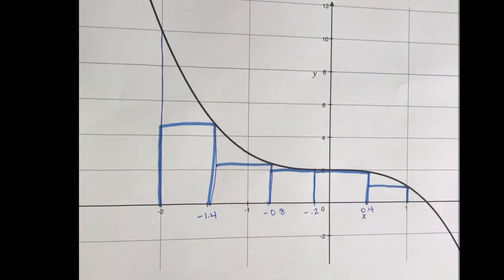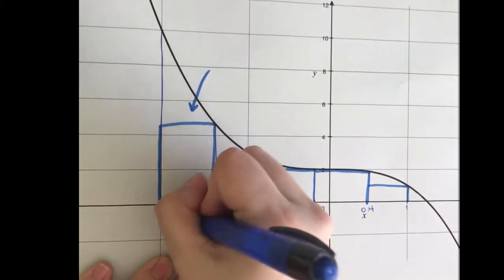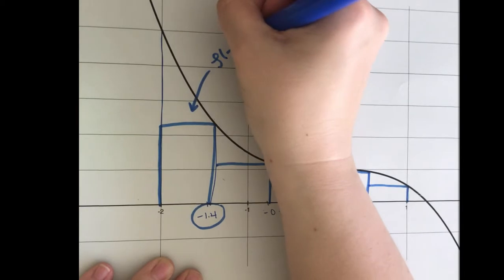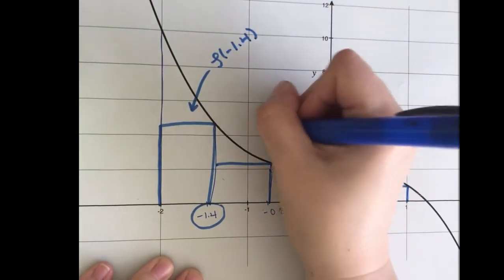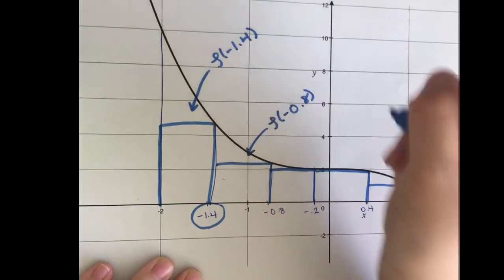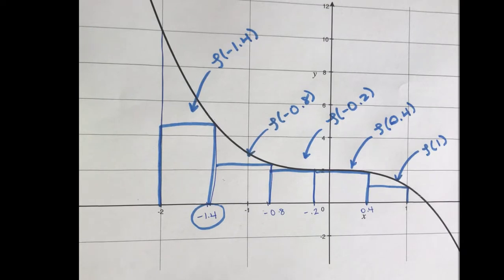Just like we did before, the function height in this case now comes from the right boundary. So this is going to be f of negative 1.4. The height of this one, f of negative 0.8. The only change in the process is how we build our rectangles, because that's going to change the function height. We would still find all those function values, find the area of each of those rectangles, and then add up all those areas.